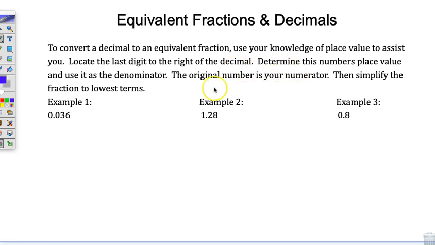Determine this number's place value and use it as the denominator. The original number is your numerator. Then, of course, you have to always simplify your fraction to lowest terms. So let's go ahead and take a look at an example.